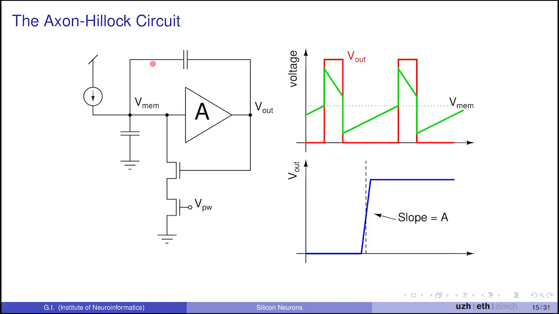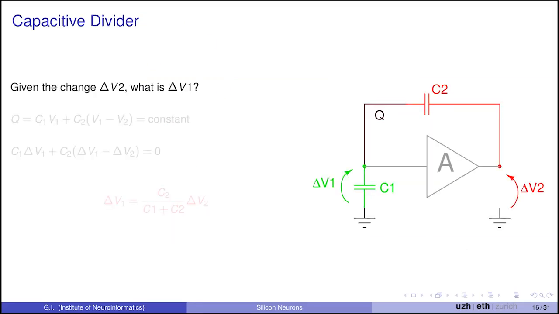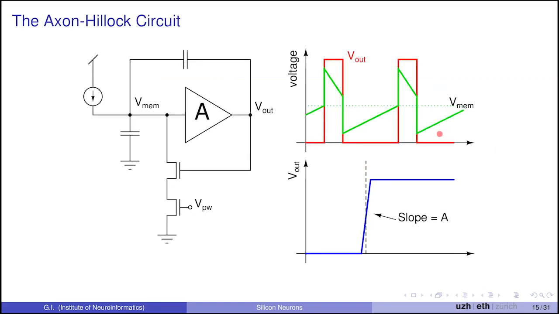Okay, so how does this positive feedback work? It's very simple. It's a capacitive divider. All we need to ask ourselves is, given that we have a change at the output node, how much is the change on the input node? That's what we want to know. If V out goes from 0 to VDD, how much is this green jump here?